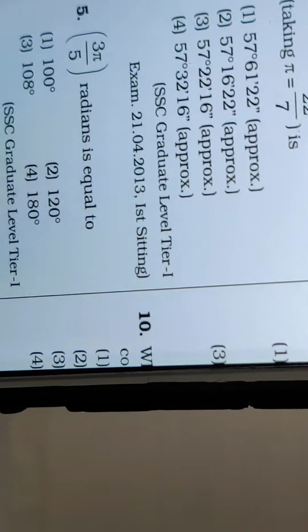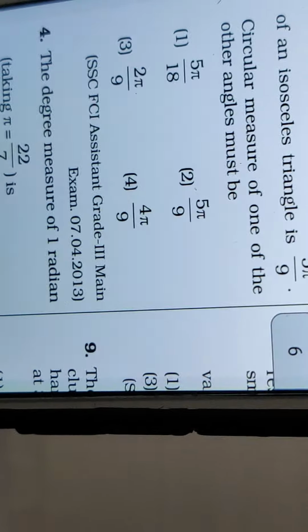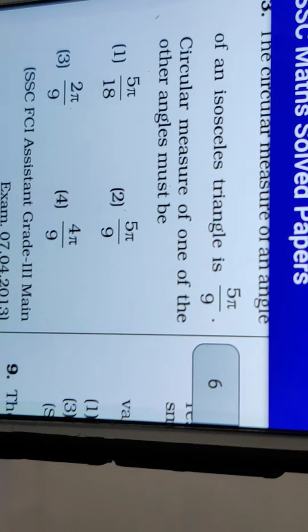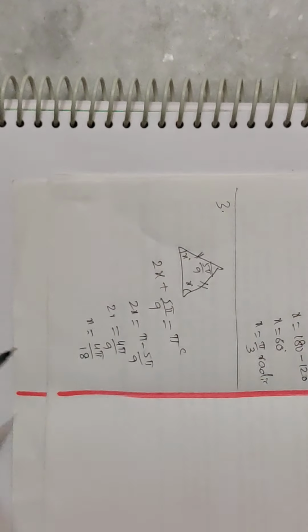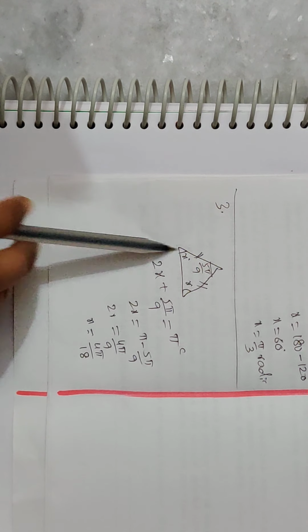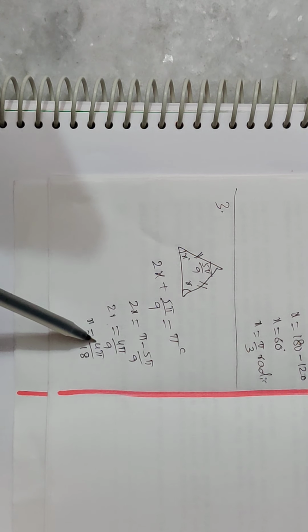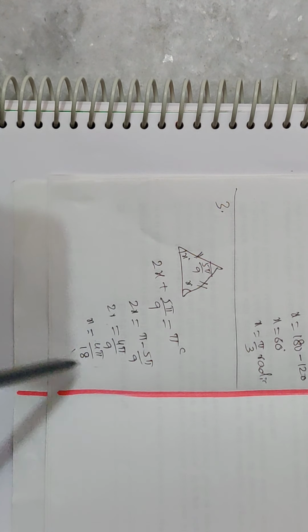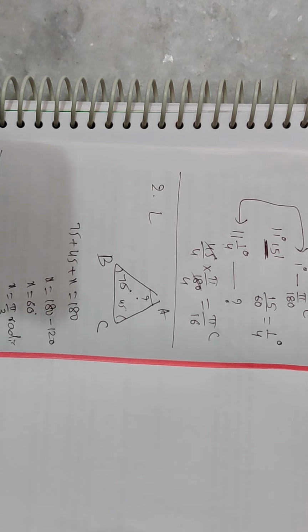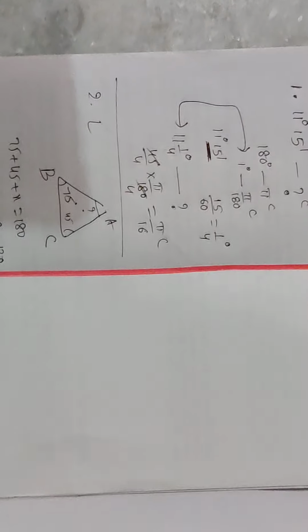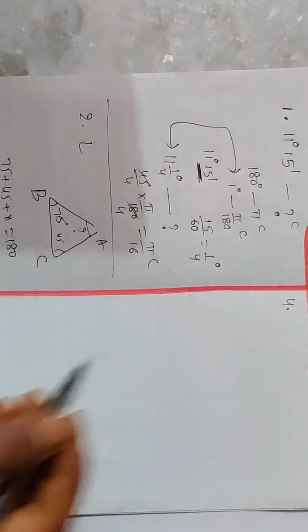So going to the next question. Actually, the options are given wrong. One of the angles, means, see, it is given two angles. We'll get 4 pi by 9, but it is wrongly printed. So the single angle should be 4 pi by 18. Sometimes in this book there will be some mistakes in the keys or printing. Next, fourth question.